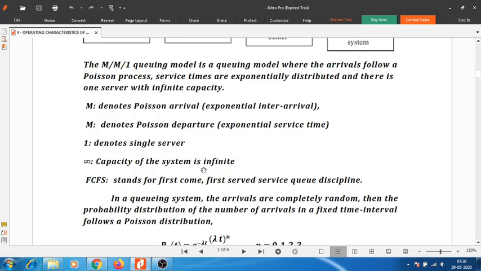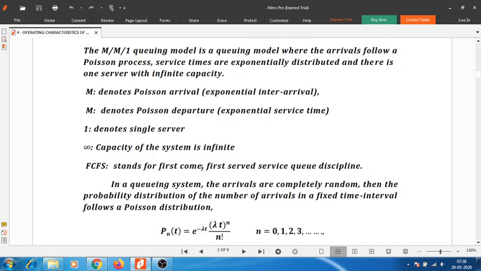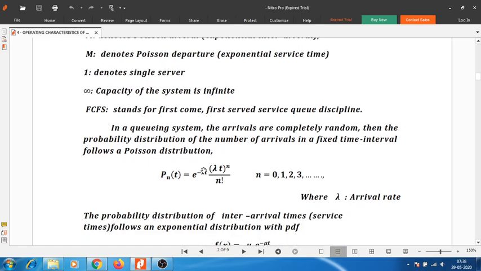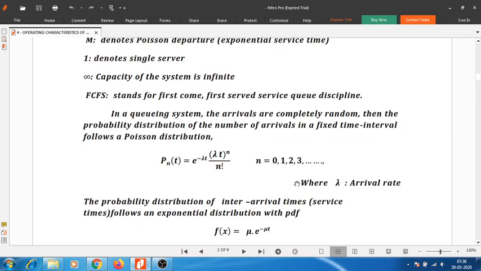Whenever the arrivals are random in nature, the arrival distribution is P_n(t) = (e^(-λt) (λt)^n) / n!, where n = 0, 1, 2, and so on. So the arrivals of customers in the queuing system are always a Poisson process. Here lambda denotes the arrival rate.